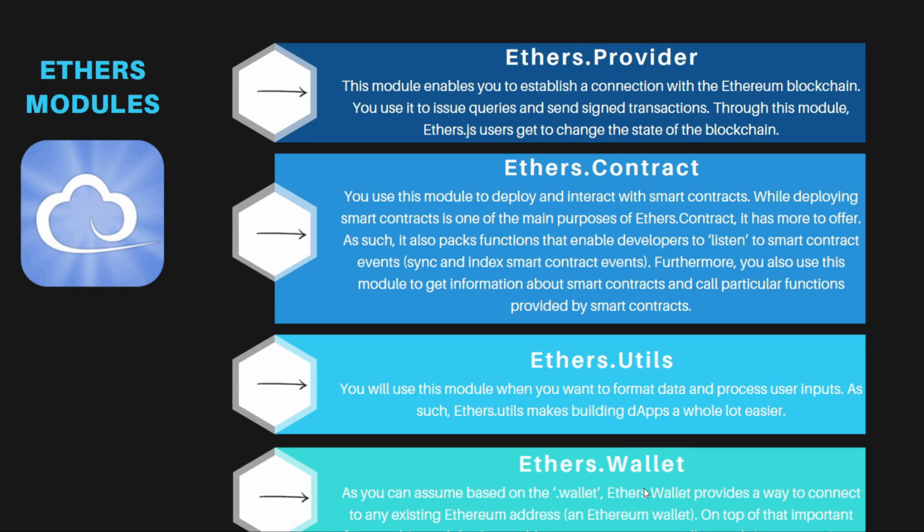With Ethers, you have 4 modules. You've got the provider, the contract, the utils, and the wallet. The provider basically just allows you to connect to the Ethereum blockchain, issue queries and sign transactions, and lets the users change the state of the blockchain. Contract is for reading and interacting with and listening to smart contracts, but it's mainly for deploying smart contracts. Utils, useful tools for data formatting. And the wallet connects to any Ethereum address and even allows you to create new wallets and sign transactions.